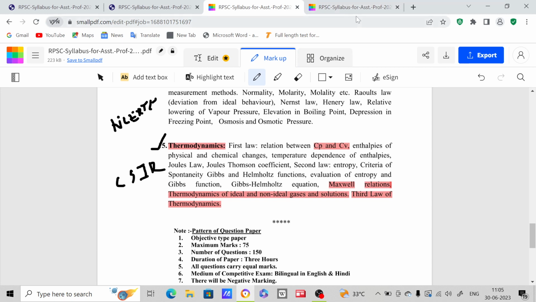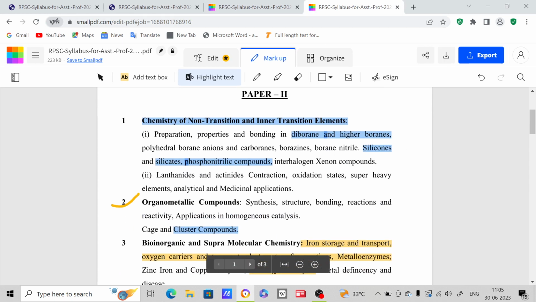And these are the 15 chapters of part 1. And if you see part 2, in this part 2 again we have 15 chapters. So first chapter, chemistry of non-transition and inner transition elements. In this chapter, focus on diborane and higher boranes. Focus on these things only. Focus on silicones, silicates, phosphonitrilic compounds.